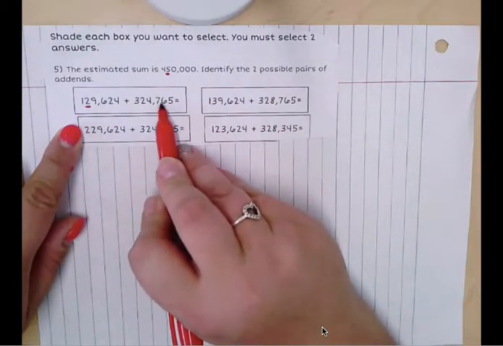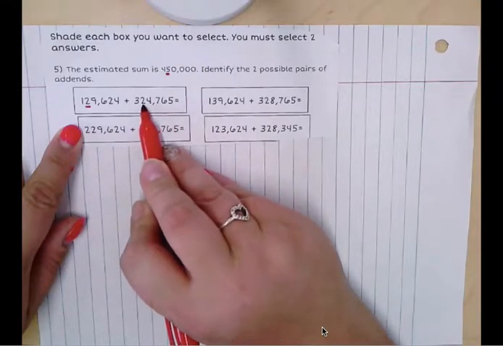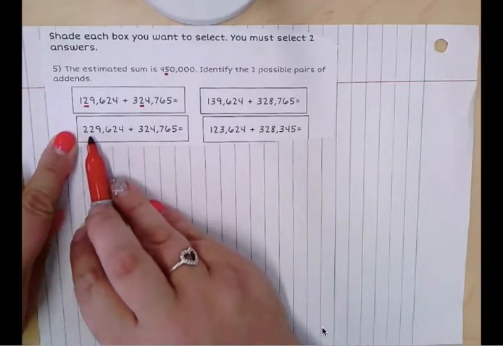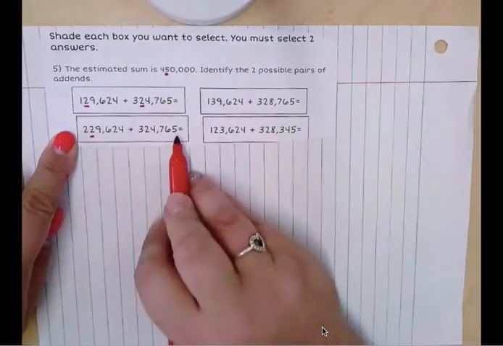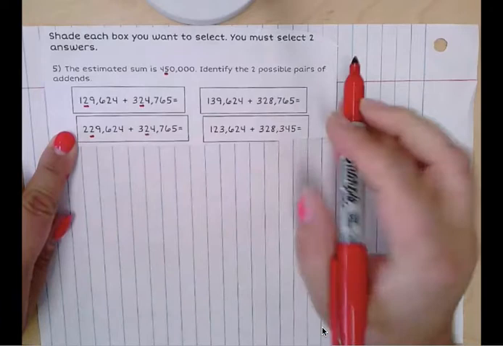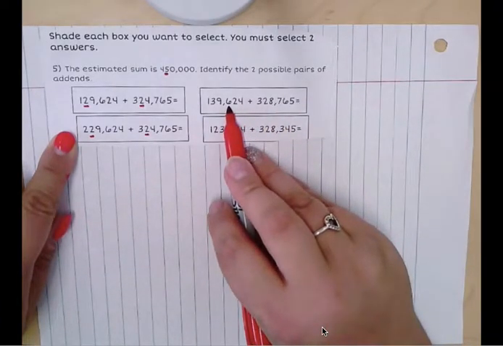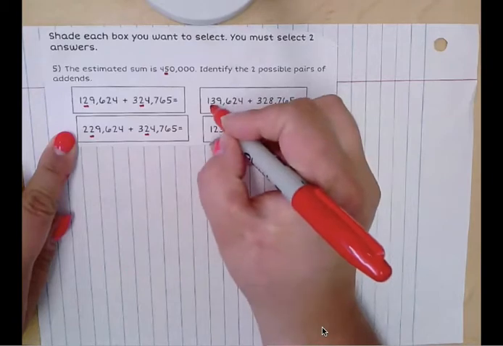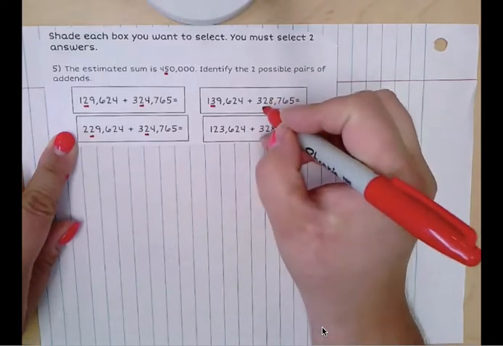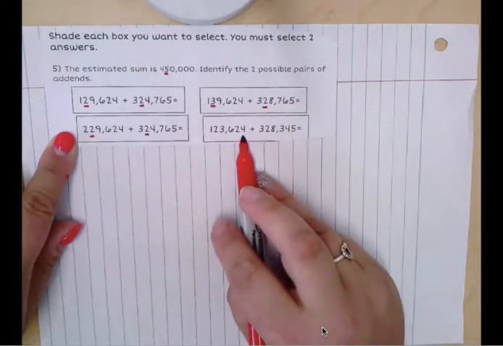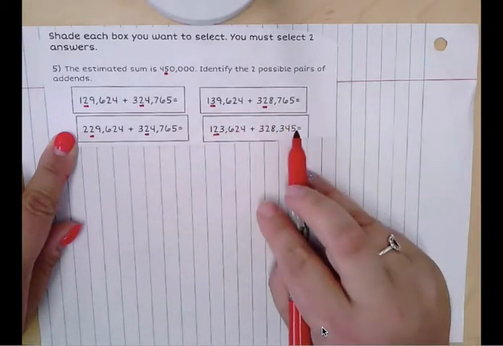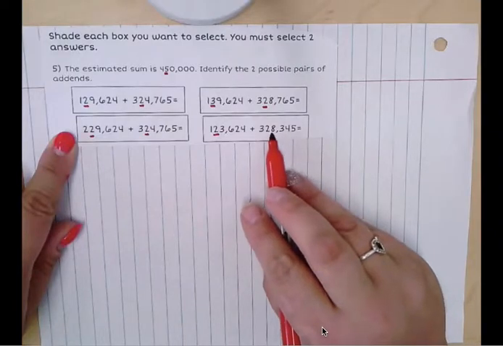Ones, tens, hundreds, thousands, 10,000s.